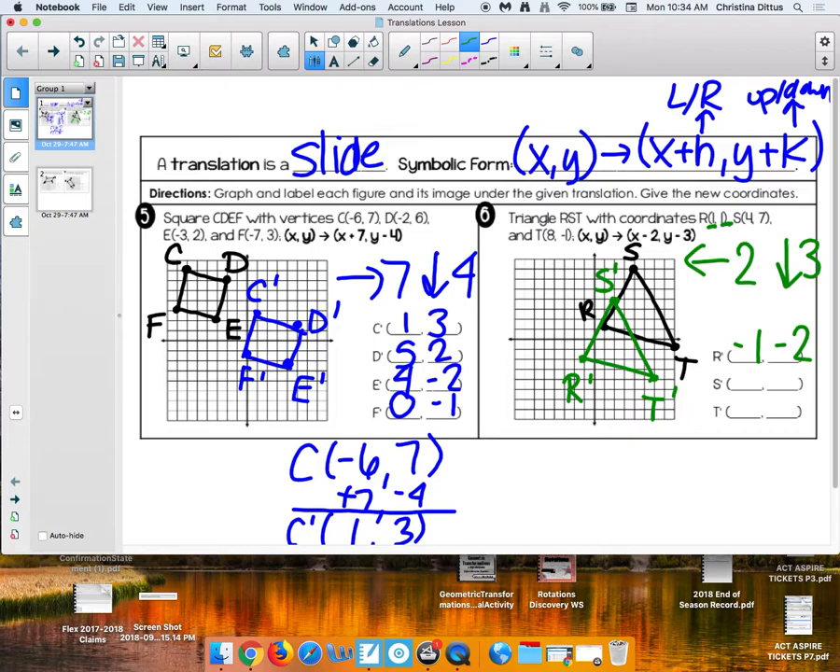Using the same knowledge, what should my S coordinate be? 2 and 4. Good. How about my T? 6 and -4. Good. Okay, questions on 5 or 6?